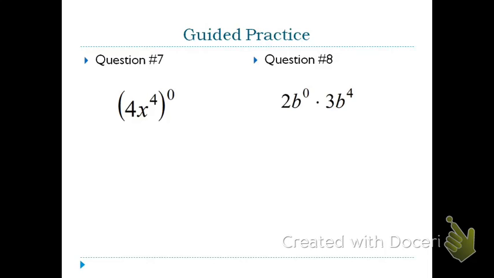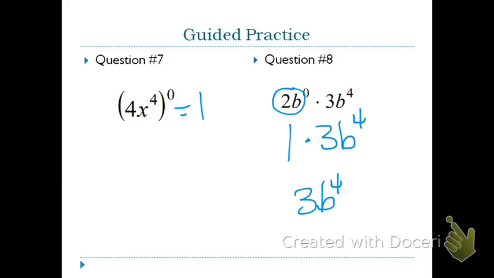Question 7 and 8. Looks like we're applying the zero property. Remember, anything to the 0 power is always equal to 1. Now, on this question number 8, the only thing that's to the 0 power is that 2b. So that's the 1. We can't do anything else with the 3b to the 4th, so your final answer is 3b to the 4th. So 1 times anything is just itself.